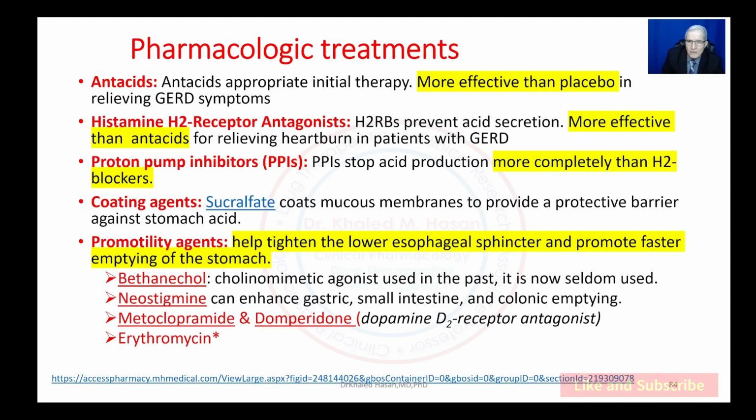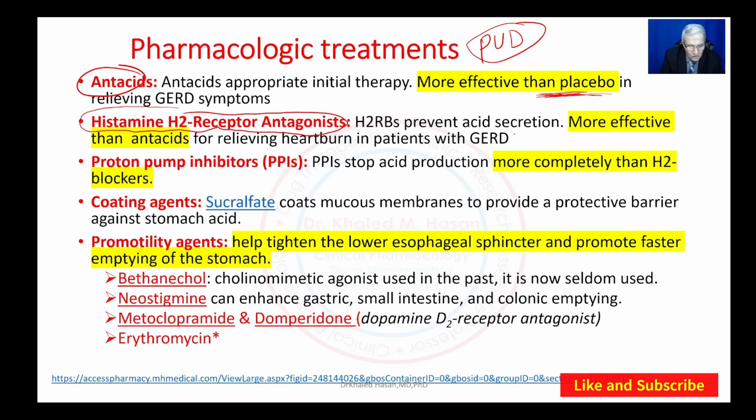Treatment, this is our topic here, and this is the important part related to clinical pharmacology. We can start with the antacid. For antacids, I will refer you to the lecture on peptic ulcer disease, already recorded and published. Antacid is an appropriate initial therapy. It is more effective than placebo. If you compare antacid with placebo, antacid is more effective in the management of GERD. That's great. Then we move to the H2 blocker, histamine H2 antagonist.